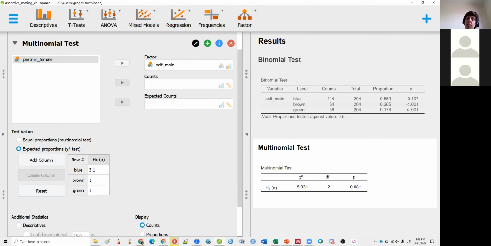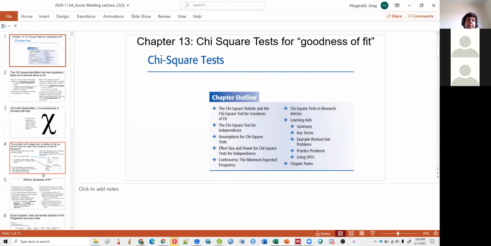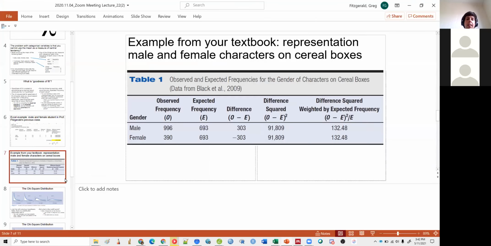So to go back to the cereal box example, this is a kind of fraught example because the male and female representation is a politically charged topic. With representation, you often don't necessarily want the representation of male and female characters to exactly track the interests of the people who are consuming the product. You want to make sure that things are equal for other reasons.